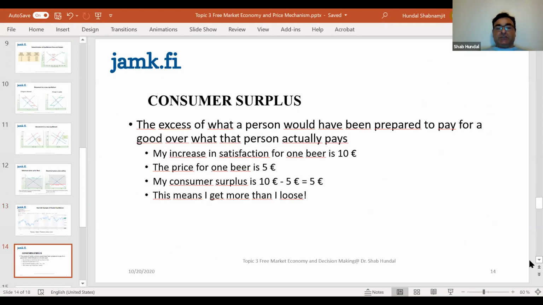So we move to the consumer surplus. Consumer surplus is a very psychological phenomenon. It's a very behavioral part of economics and finance. And the consumer surplus is that whenever you want to go for your shopping, you have a certain intensity of what you want to buy or what you don't want to buy. And here comes the concept of marginal utility. Do you remember marginal utility?